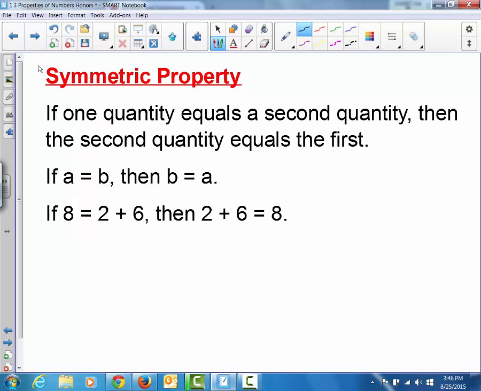Symmetric property. If one quantity equals a second quantity, then the second quantity equals the first. If A equals B, then B is equal to A. If 8 equals 2 plus 6, then 2 plus 6 is equal to 8. Makes sense, doesn't it?